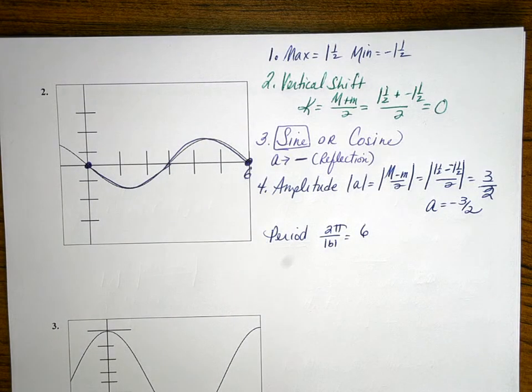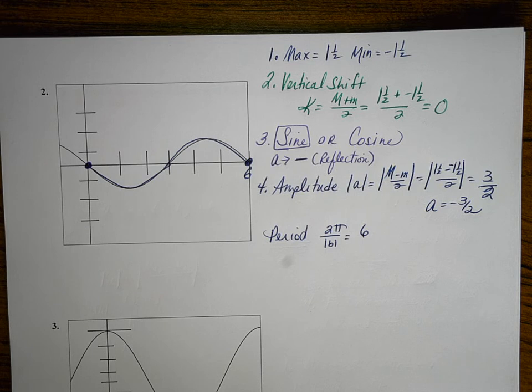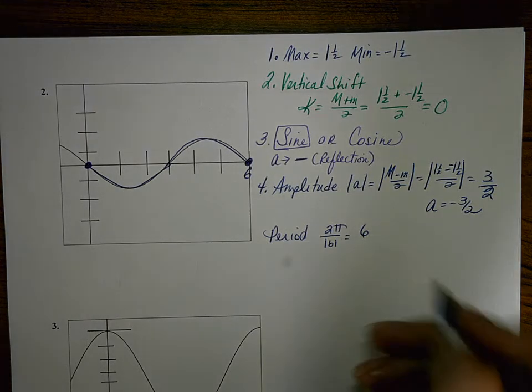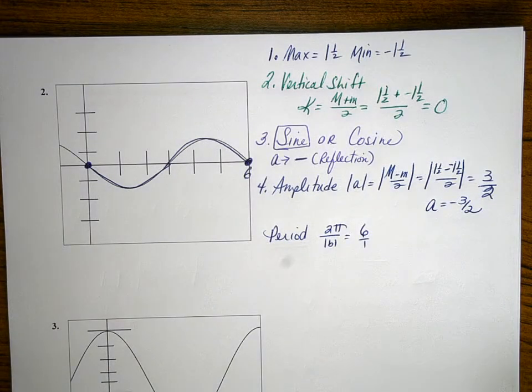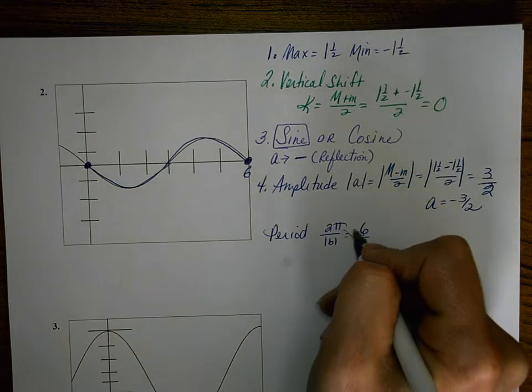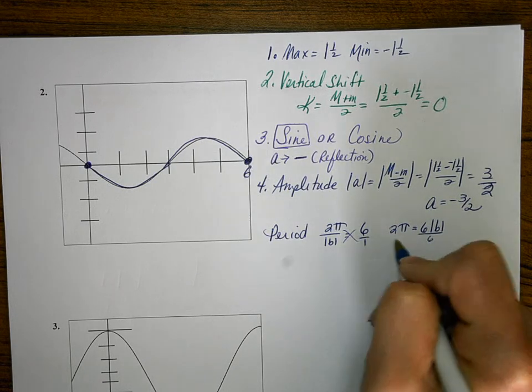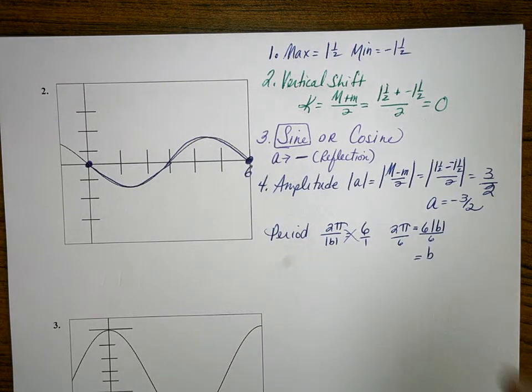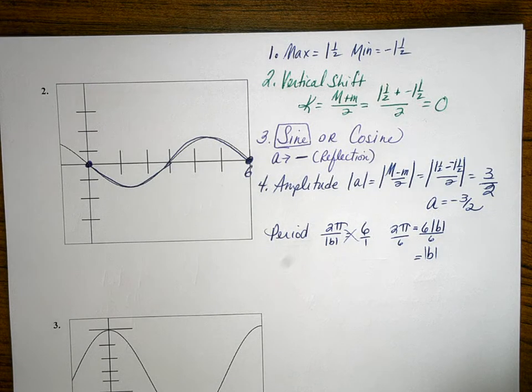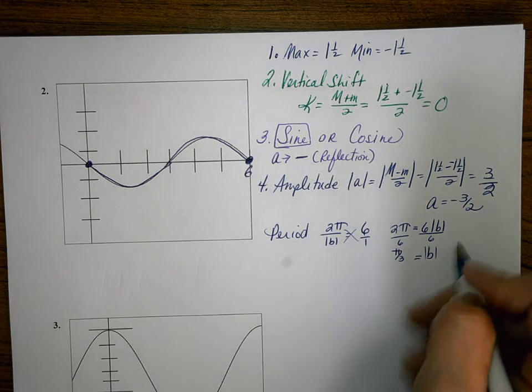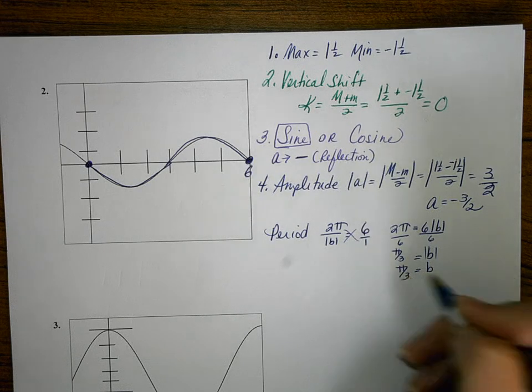What are we going to do with that? All right, 6 over 1. Make it a proportion. So now we're going to cross multiply. So if 2 pi is equal to 6 absolute value of B, and I divide both sides by 6, what is B? Pi over 3. Very nice. Absolute value of B is pi over 3, so B is equal to pi over 3. All right.